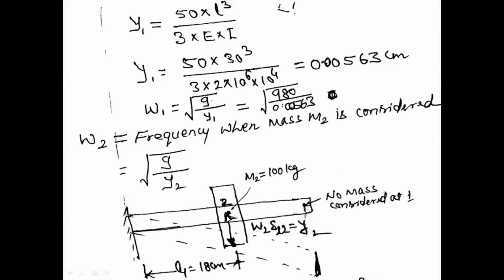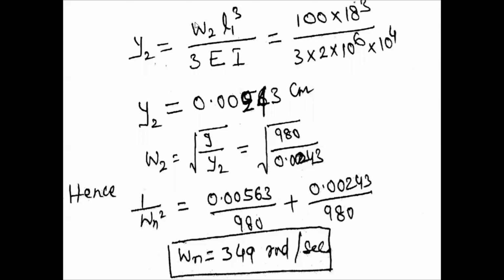So the deflection under this mass because of the load 2 acting here is given as WL1 cube, where the distance of this mass from the fixed end, L1, is equal to 18 centimeter. So the deflection is given as WL1 cube divided by 3EI. Putting the value of W2, that is 100 kg, and L1 as 18, and similarly the values of 3, E and I.